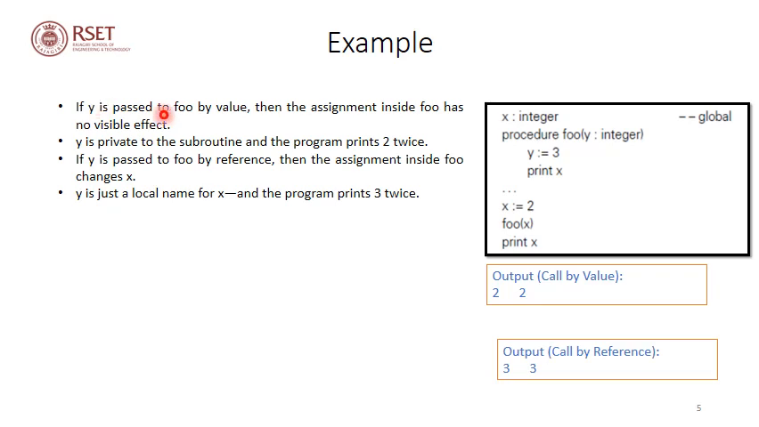So if y is passed to foo by value, then the assignment inside foo has no visible effect. Y is private to the subroutine and the program prints 2 twice. If y is passed to foo by reference, then the assignment inside foo changes x. Y is just a local name for x and the program prints 3 twice as shown here.